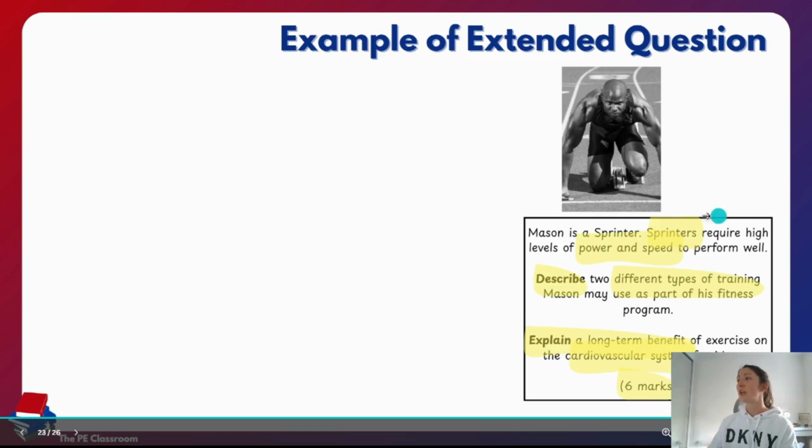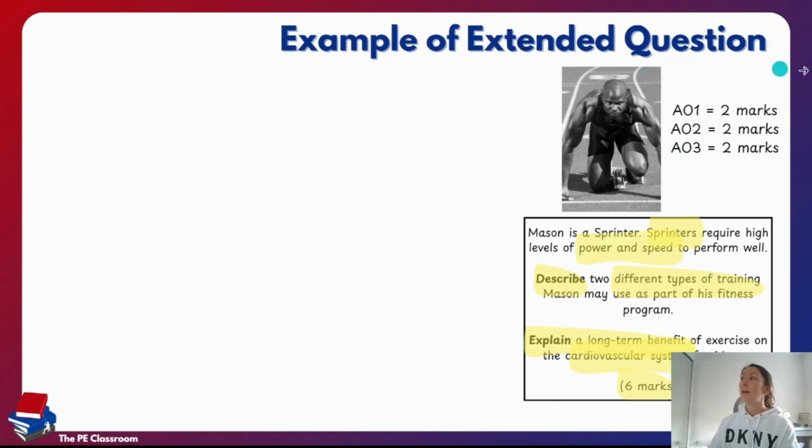So from this question, we are taking all of the key bits, and now we know what we need to maybe do in terms of making a plan. It's worth noting that for 6 markers like this, it's always the same breakdown. There are always 2 marks up for grabs for an AO1, 2 marks for AO2, and 2 marks for AO3. So essentially, you need to make 2 points for each assessment objective. I always advise that you make a brief plan so that you know what you want to say for each part of the question. It also helps to keep your paragraphs really concise and to the point.